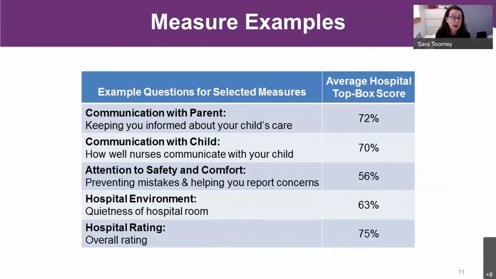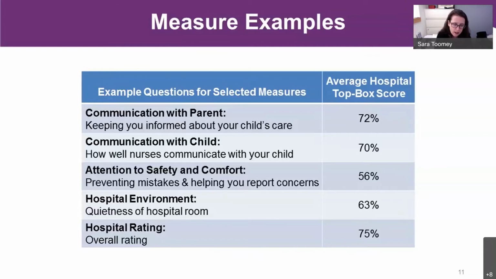If you look at the overarching group of communication with child, and how well nurses communicate with your child, the overall average top box score was 70%. Under attention to safety and comfort, preventing mistakes and helping you report concerns, it's 56%. Hospital environment, quietness of the hospital room, was 63%. And when you look at overall rating, the average hospital top box score was 75%. As you can see based on those scores, we really did think that there was room for improvement.